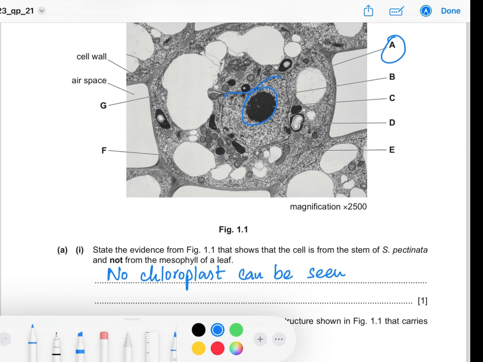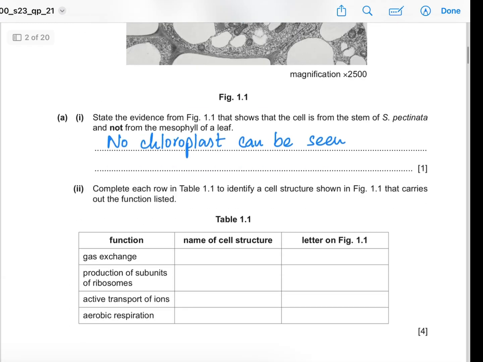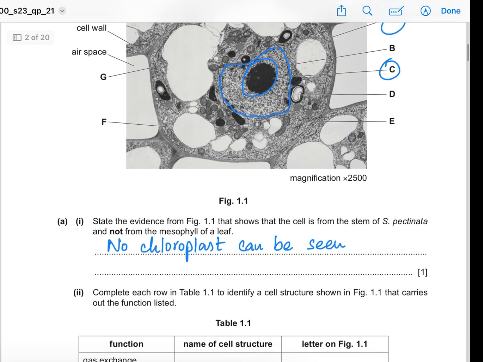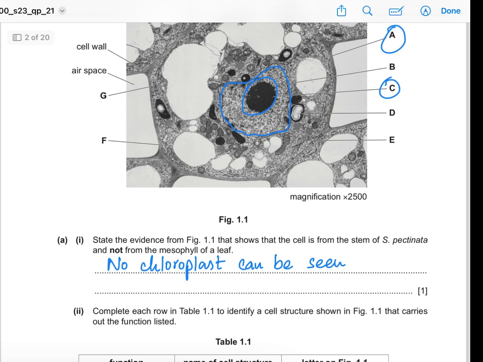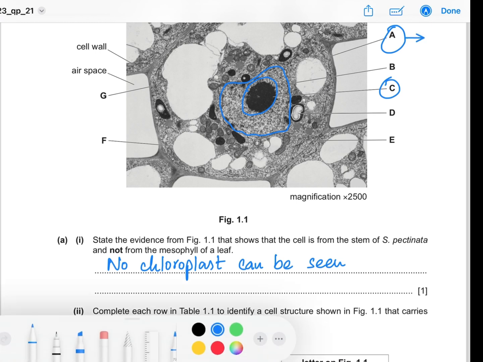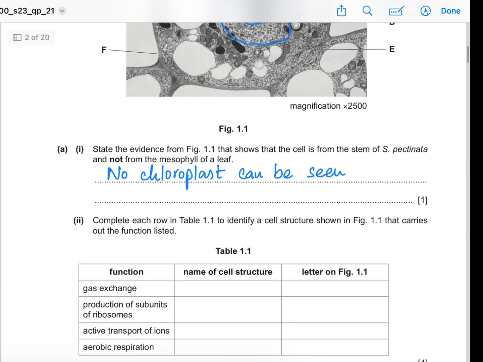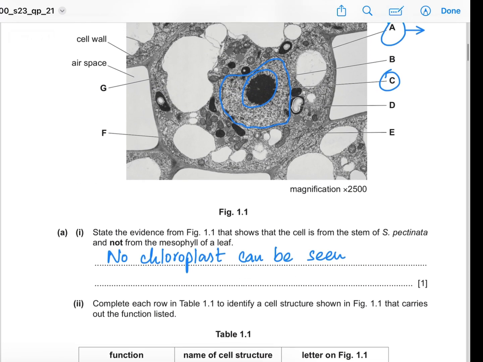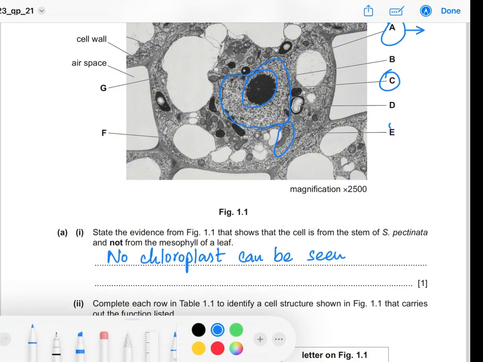So you see this boundary, this is the nuclear membrane, inside of which you have the nucleolus, and then we have the function of active transport of ions. This also occurs across the cell surface membrane over here using channel proteins that are found inside the cell surface membrane, followed by aerobic respiration that occurs inside mitochondria, and that's the structure over here. So that will be E.